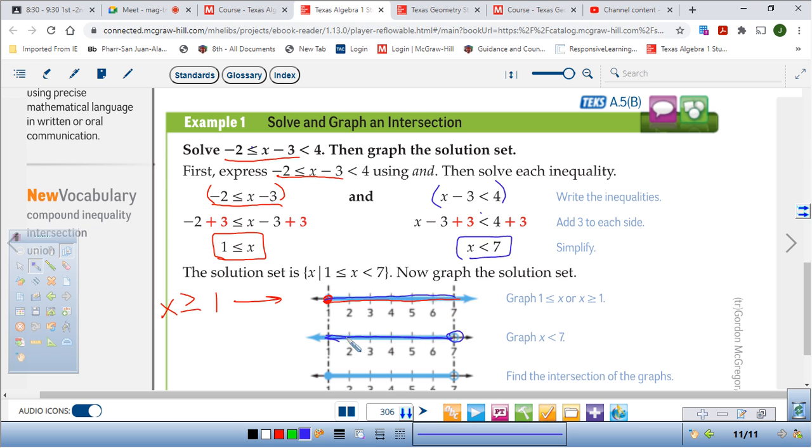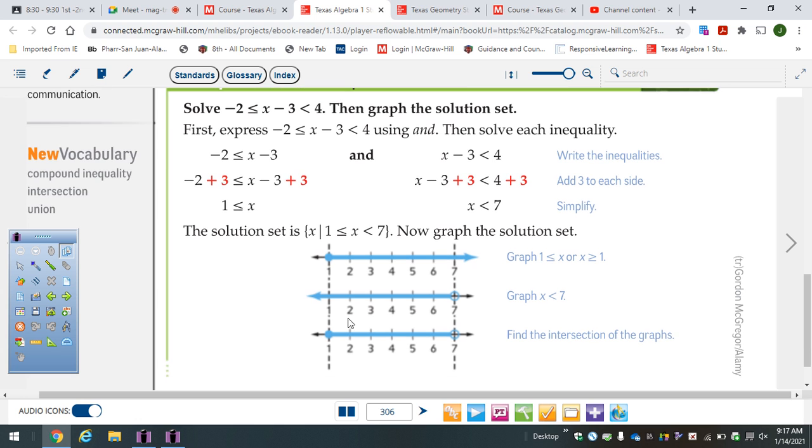Now regarding this part, the answer is this part and this part together. You see how this one is shooting to the left, this one is shooting to the right? So theoretically, in reality, they kind of overlap right here. So that's my answer. This is kind of my answer, guys.